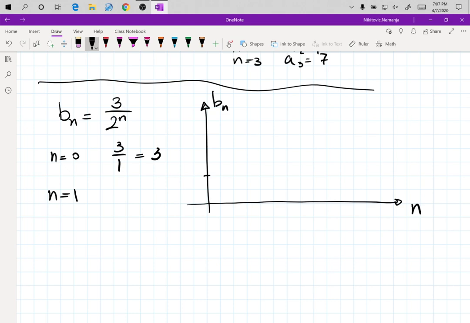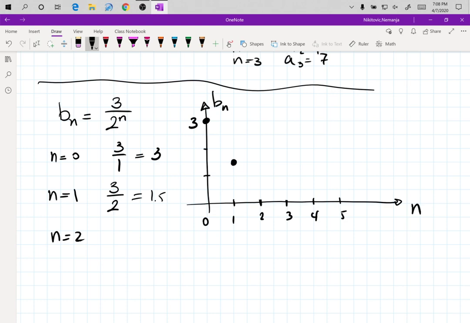How about we go 2 units? So that's where the 3 is. When n is equal to 1, we get 3 over 2 to the 1, which is 2, and that's where you get your 1.5. So now that's a 1, that's a 2, that's a 3, 4, and so on. 0 was there. So for n equals 1, we have 1.5, and that will be here.